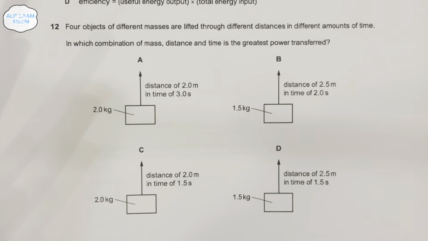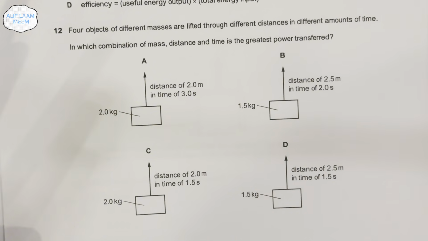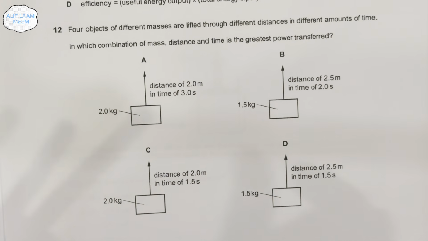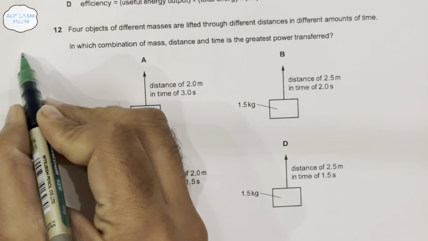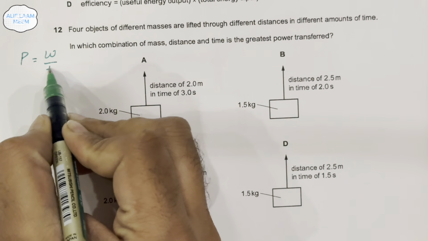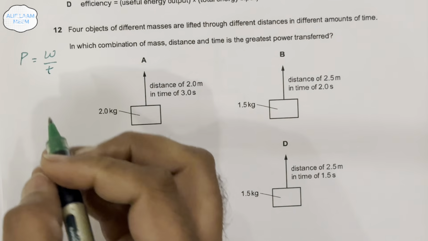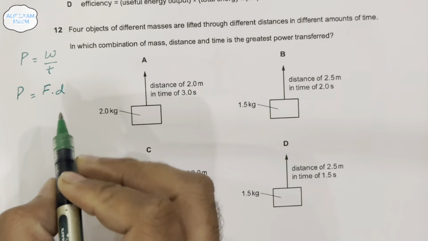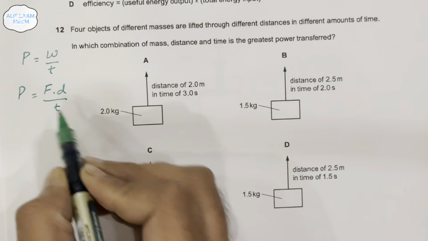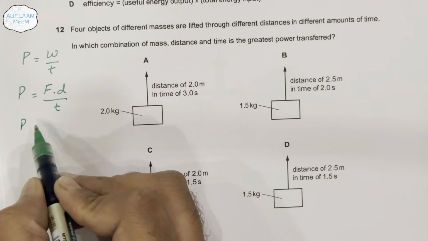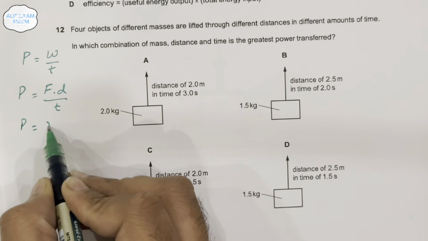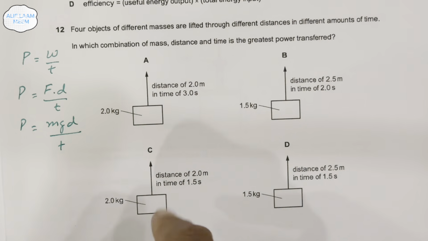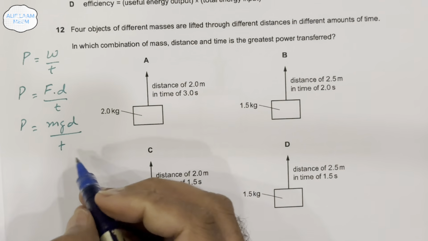Four objects of different masses are lifted through distances in different amounts of time. In which combination of mass, distance and time is the greatest power transferred? First you need to deduce the formula for the power, that is P equals W by T. But over here W is not given. We have to calculate work done, which is force times distance, divided by time. And again we have not been provided with the force, so we can use mg instead of force. So we have to apply the formula P equals mgd over t.